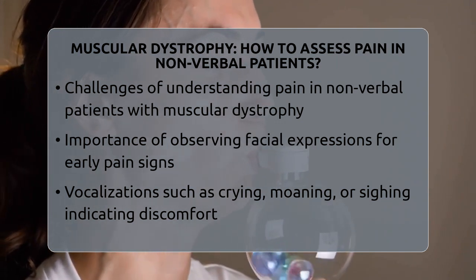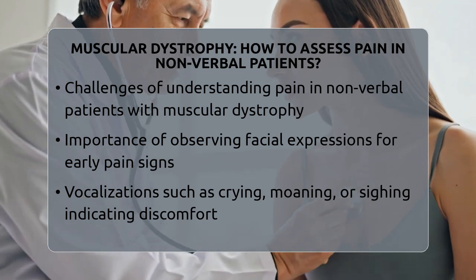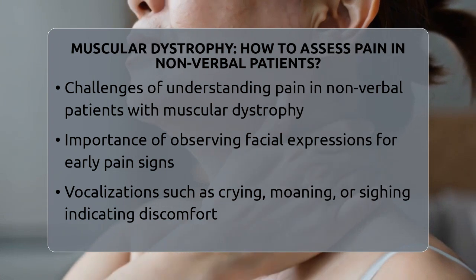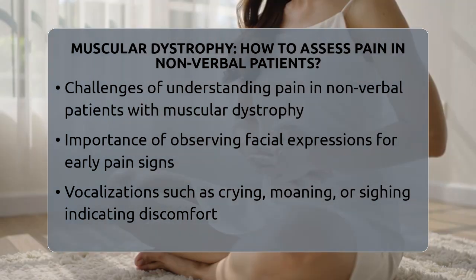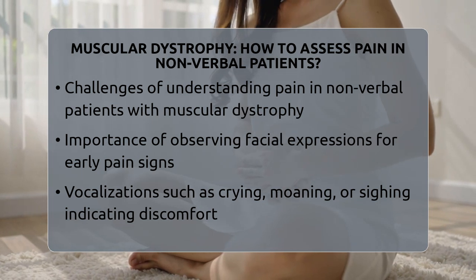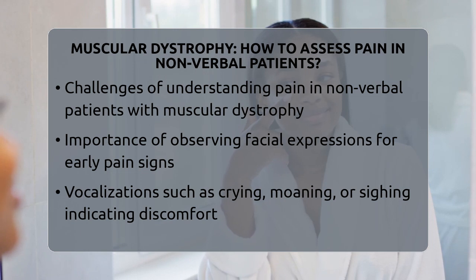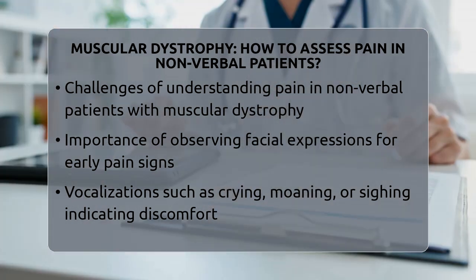The first key indicator to watch for is facial expressions. Pain can cause noticeable changes in the face. Look for rapid blinking, furrowed brows, clenched teeth, or narrowed eyes. Sometimes, the patient might raise their upper lip or wrinkle their nose, which are subtle signs of distress. These facial cues are often among the earliest signs of pain and can give important clues about its presence and severity.